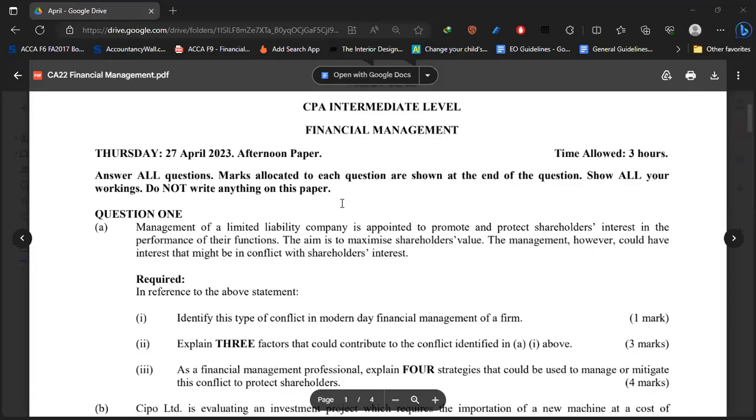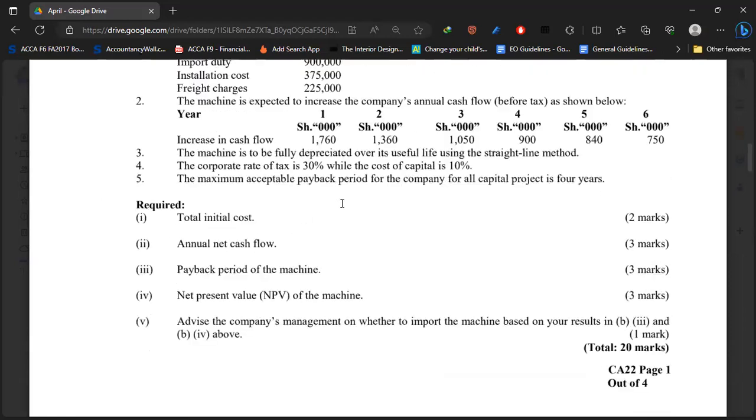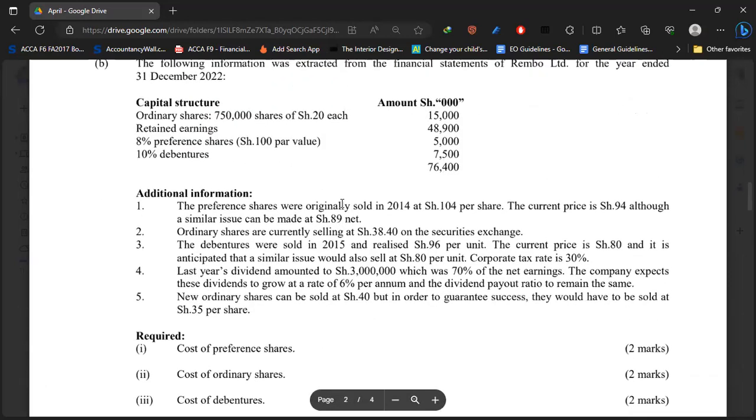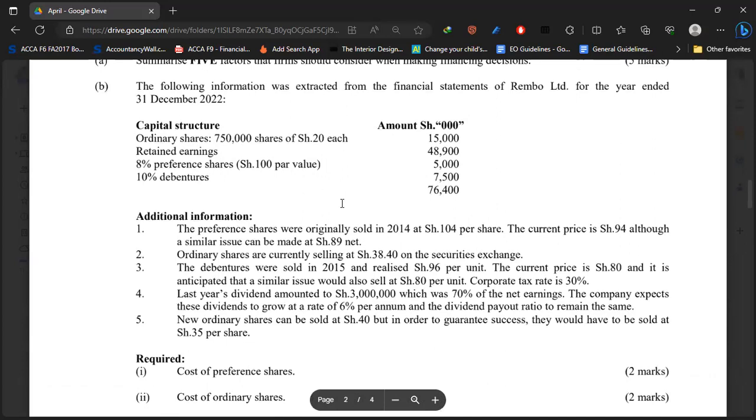Okay. We are looking at the financial management questions regarding WACC and the computation of... okay, we are good now. So let us continue. Sheila, good morning. You can read our question kindly. We're discussing question 2B. So let us go there. Question 2B. Go on, kindly.